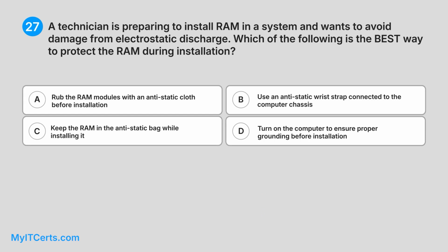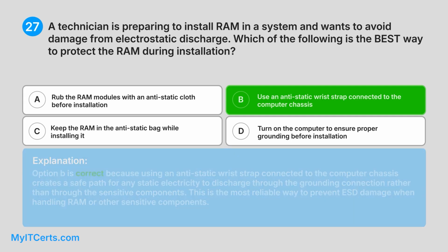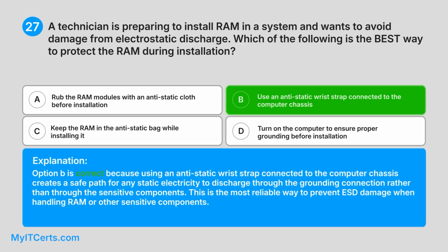Correct answer. B. Use an anti-static wrist strap connected to the computer chassis. Explanation. Option B is correct because using an anti-static wrist strap connected to the computer chassis creates a safe path for any static electricity to discharge through the grounding connection rather than through the sensitive components. This is the most reliable way to prevent ESD damage when handling RAM or other sensitive components.